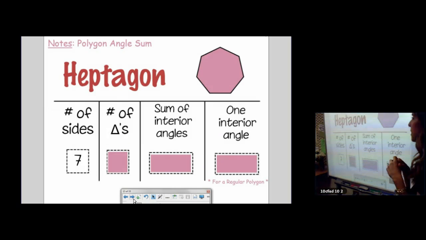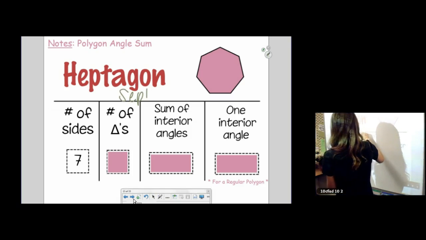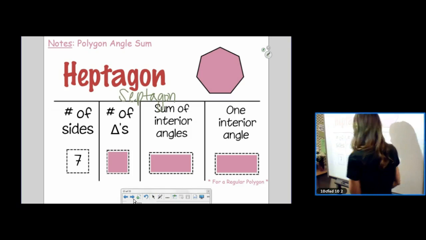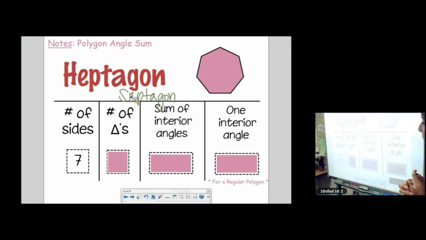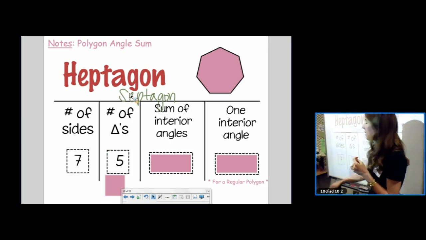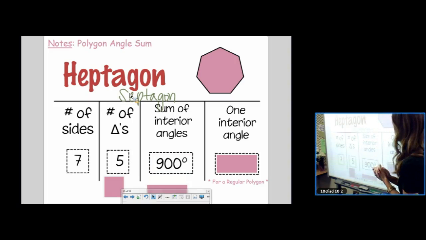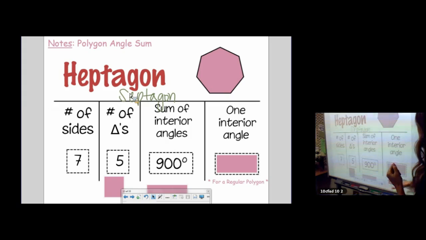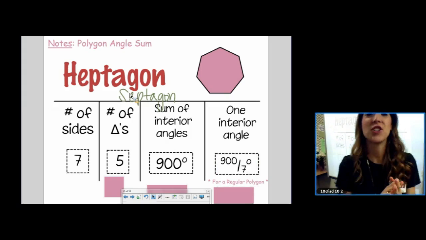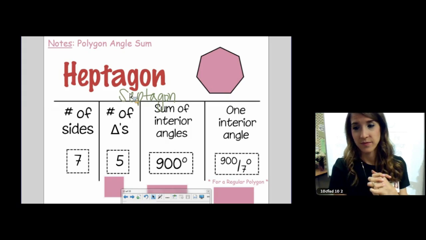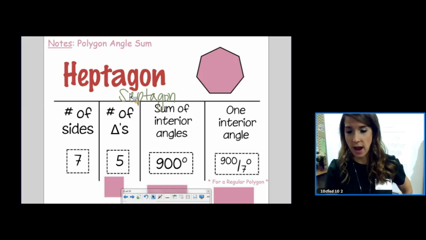Heptagon. Heptagon has 7 sides. Remember, sometimes you might see this referred to as a septagon, so you might want to make notes of that just in case it shows up that way. Of course, there are 7 minus 2, 5 triangles. The sum of the interior angles, 900, and one interior angle is ugly, 900 over 7 degrees. We're going to keep it as a fraction unless Miss Tanton gives us permission to round.